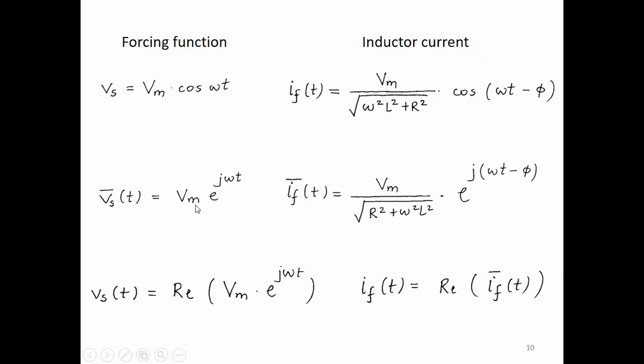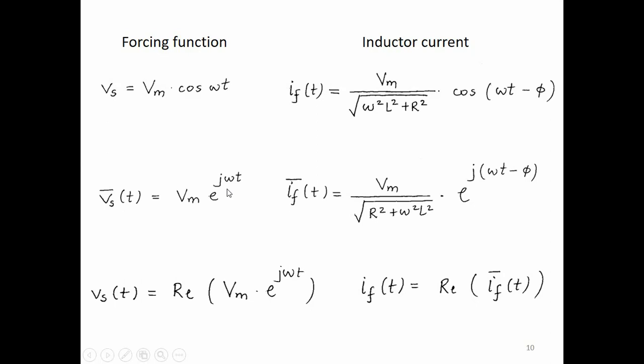If the forcing function is the complex version, then the current turns out to be Vm by all this, e raised to j omega t minus phi. Real, complex. This is of course only mathematical. In real life there are no complex quantities, but we are just doing this on paper.